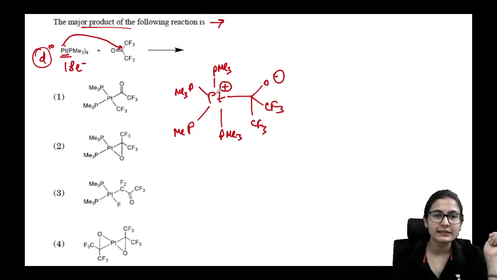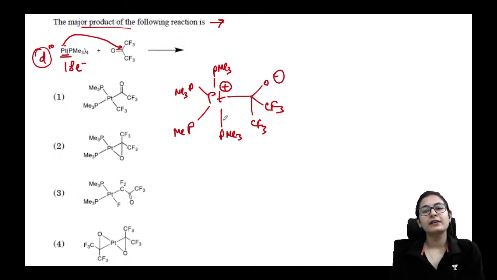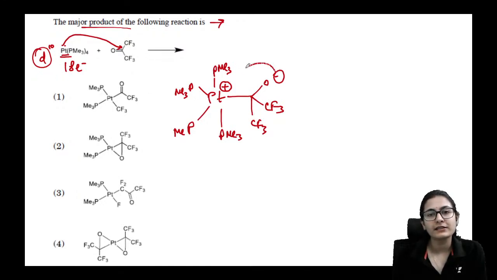Yes, yes, zero oxidation state, 18 electrons. तो ये क्या करेगा guys? Tetrahedral से it is going to be 18 electron species. After the attack it becomes something like this. अभी ये O minus है. It is going to attack back on platinum, but is this complex going to be stable?